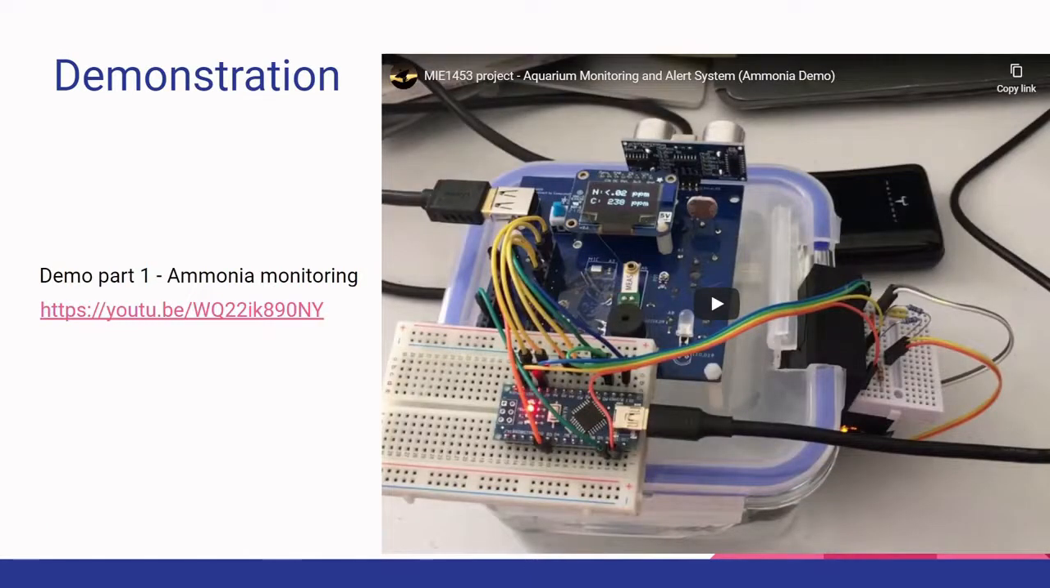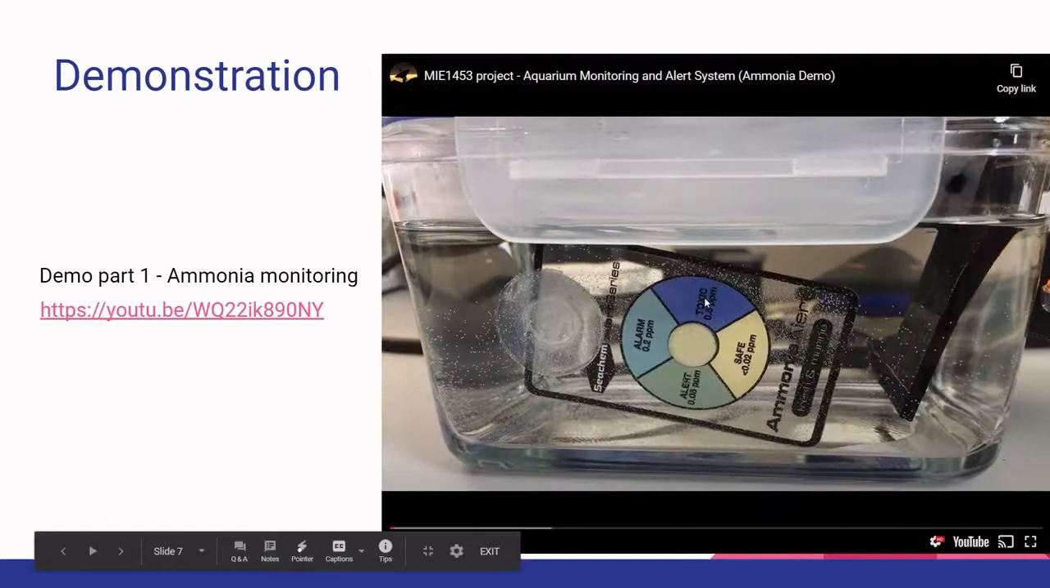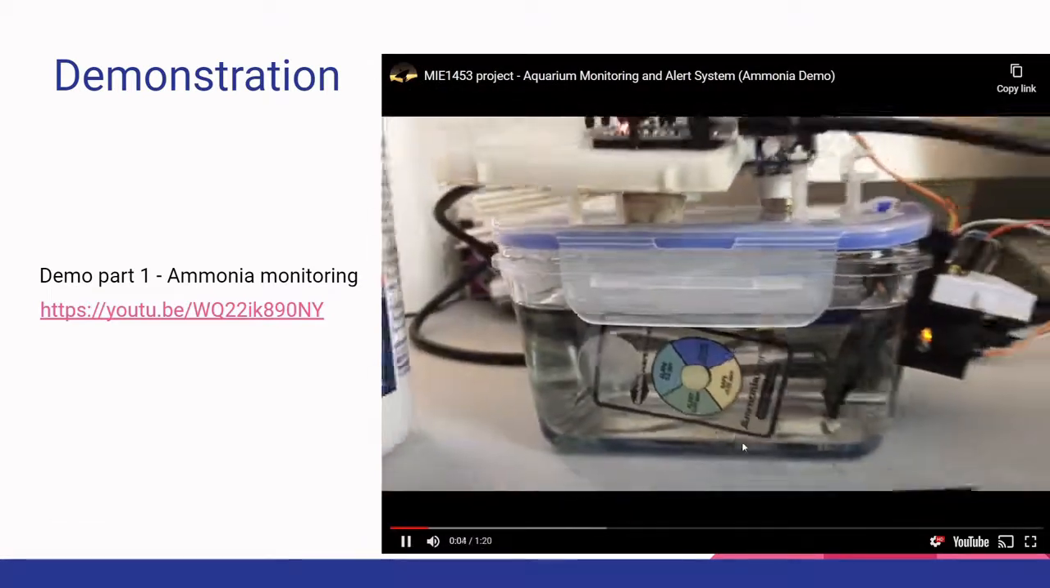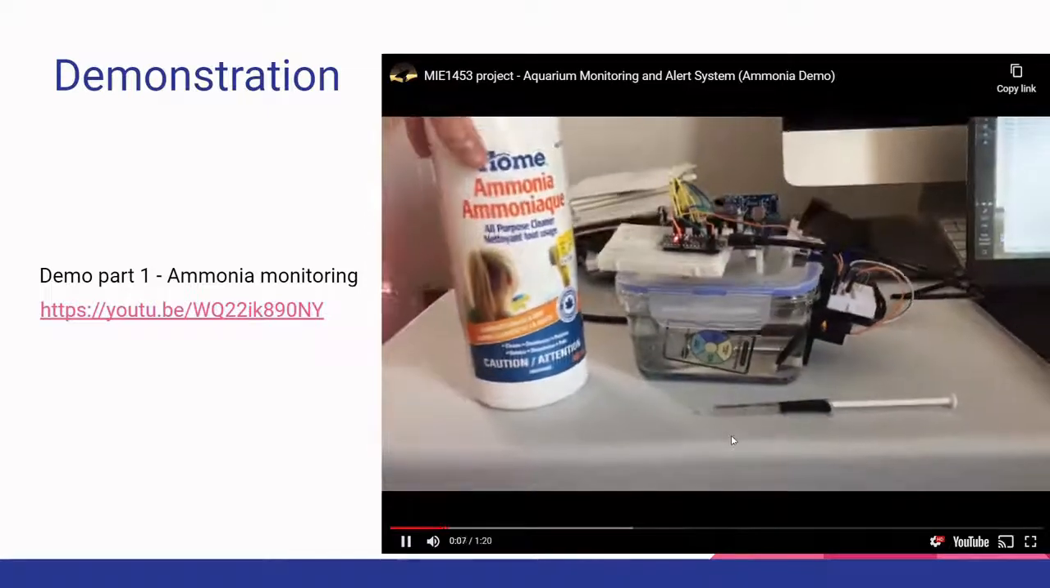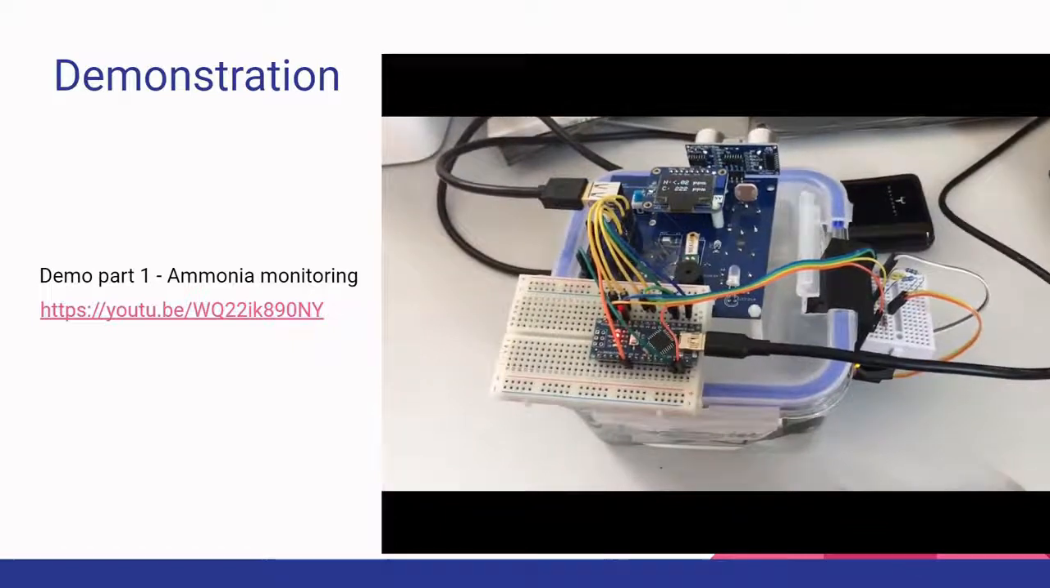So here I'm going to show you the demonstration video of our prototype. The first one is to demonstrate our ability to detect ammonia in water. Here there is the reference for us to see. There's an identical pad inside the light shield, which is shown in black there.